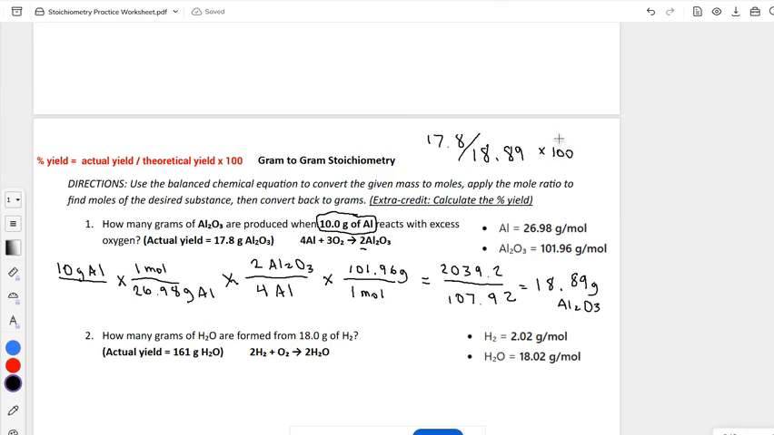All right, so now let me look at my calculator. So 17.8 divided by 18.89 equals that times 100. And our percent yield equals 94.2%. So we got 94.2% of the product that we predicted. Not quite 100%, just a little bit under.